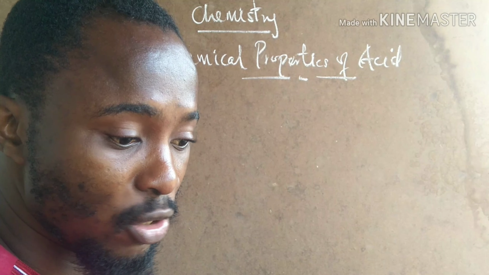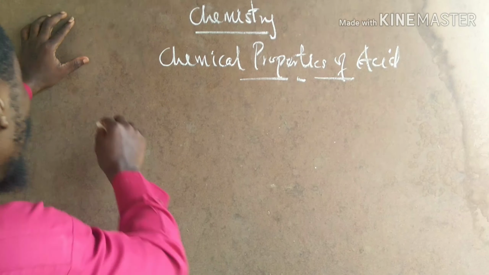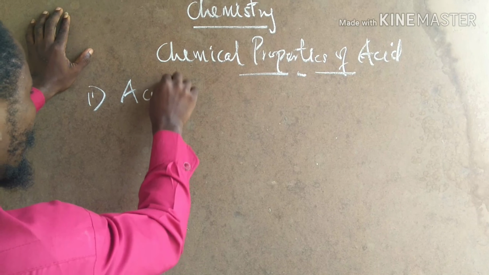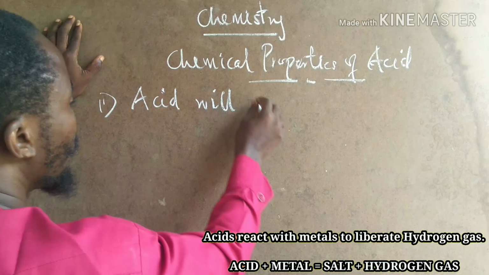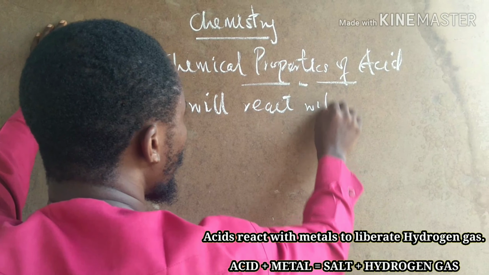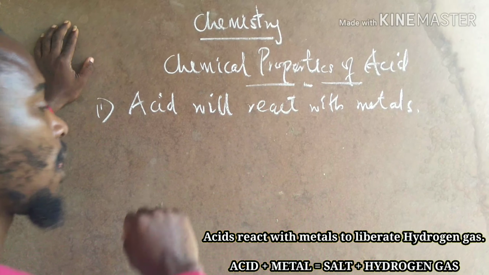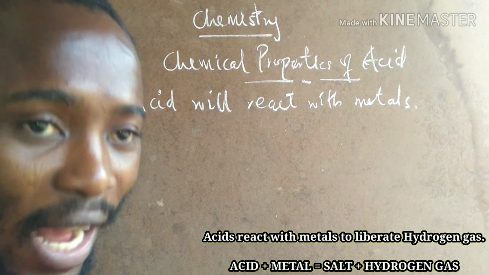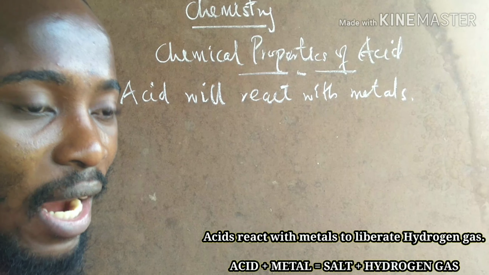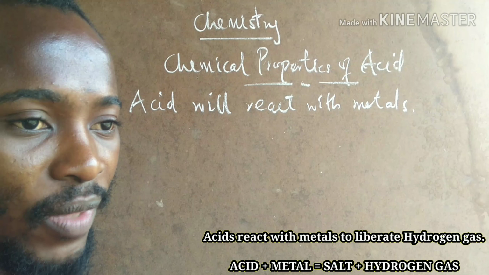Are we together now? We're talking about reactivities of acid. Now, what's the first thing we need to talk about? Remember, we said number one, acid will react with metals. That's the first thing you need to know. Acid will react with metal. But the question is, which type of metals?